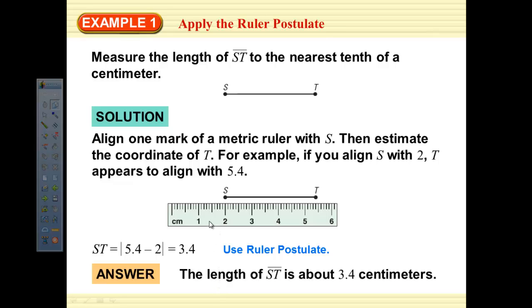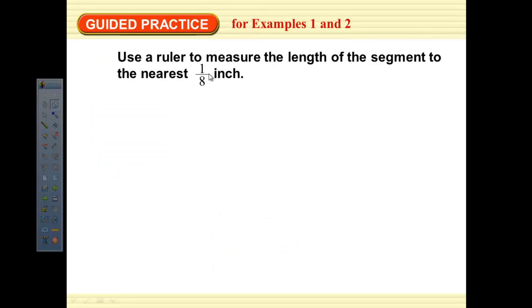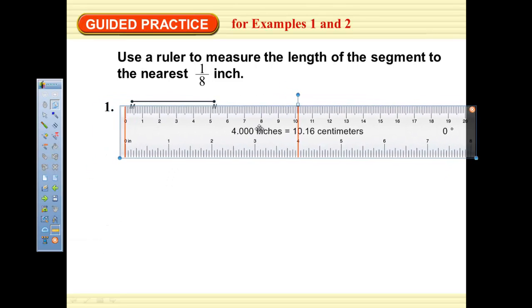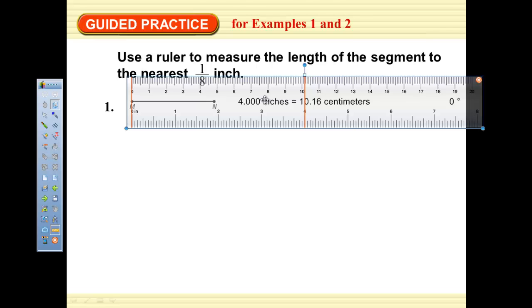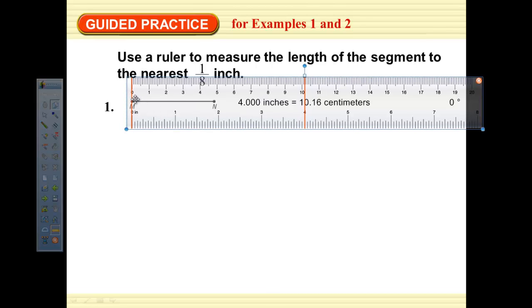Using the same idea with some guided practice, we're going to measure the length of a segment to the nearest eighth of an inch. So if we look at this segment right here and I pull out my ruler, I will line it up so that this is at 0 for the inches, and then I'm going to move this over until it hits where the N is. That's approximately where it is to the nearest eighth of an inch. 1.875 ends up being 1 7/8. So my length here from here to here is 1 7/8.